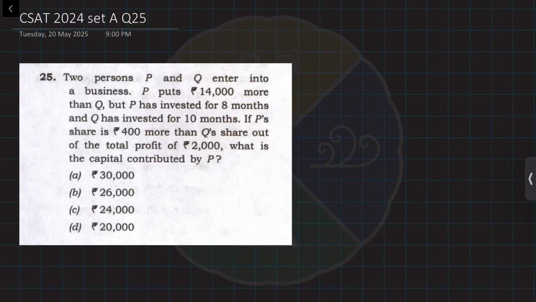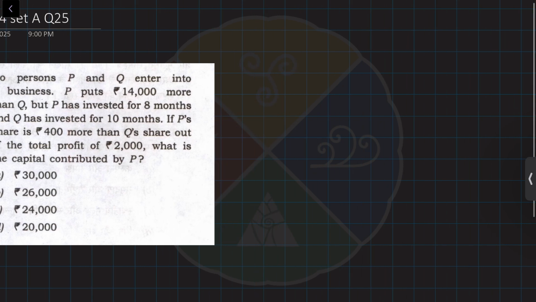Now again, a partnership question from the year 24. This is actually a compound partnership. Normally in partnership questions, the profit sharing of A is to the profit sharing of B in the ratio of their investment, investment of A is to investment of B.